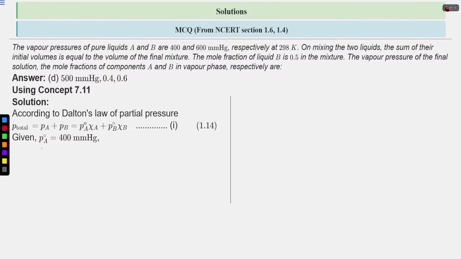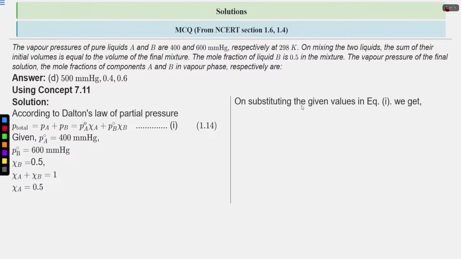So it is given that P naught A, the vapor pressure of pure liquid A, is 400 mm of Hg. We have already been given 400 and 600, so P naught B is 600 mm of Hg. Chi B is given as 0.5; the mole fraction of liquid B is 0.5 in the mixture. And we know that chi A plus chi B, the sum of mole fractions of the components in a solution, will be equal to 1. So if you know chi B, you can determine chi A from this equation. So chi A will be 0.5, since 0.5 plus 0.5 gives 1.